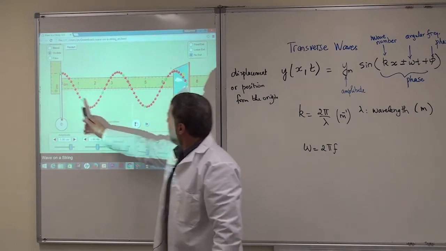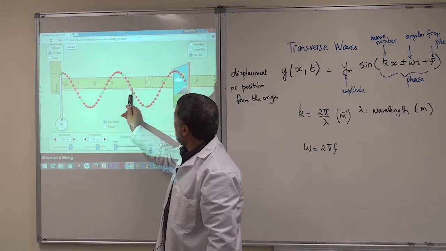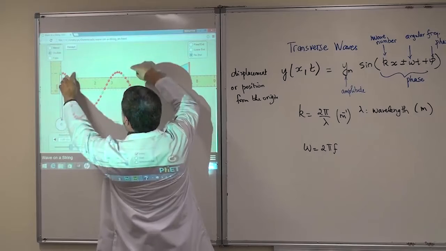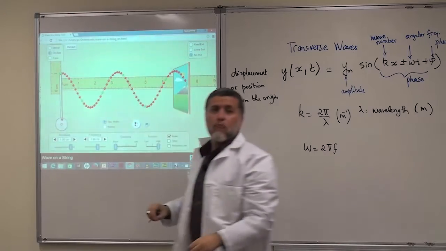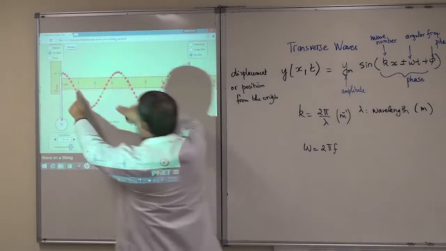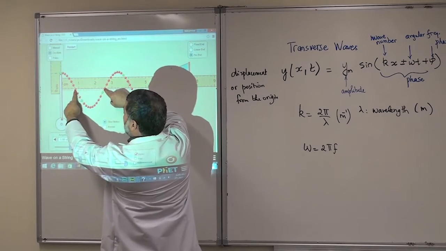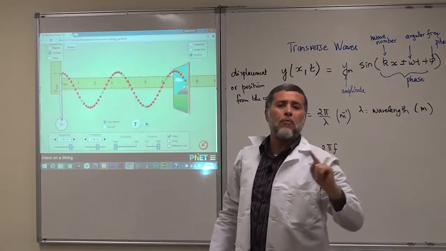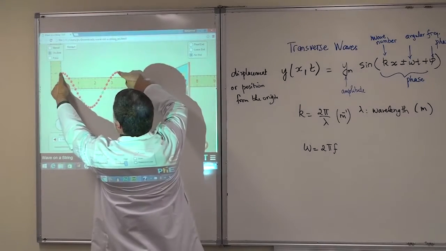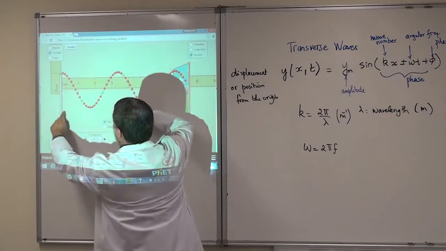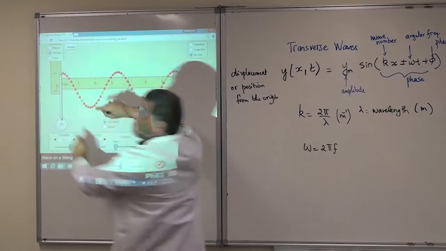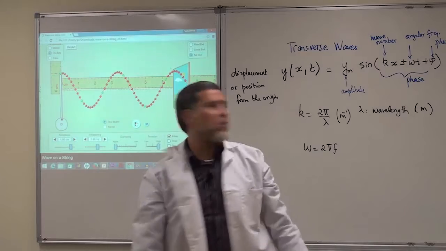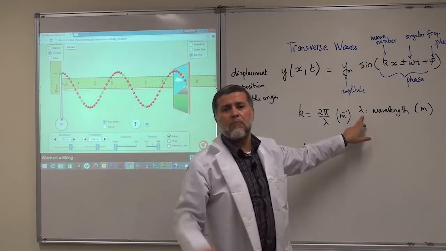For example, this point here and this point are identical because they will be moving together, whether they are moving up or down. This point here and this point are not identical because if this point is moving up, this will be moving down. I said two identical points. These are two identical points, because they will be moving up and down together at the same time. So for any two identical points, the distance between them is called the wavelength, and it is in meters.